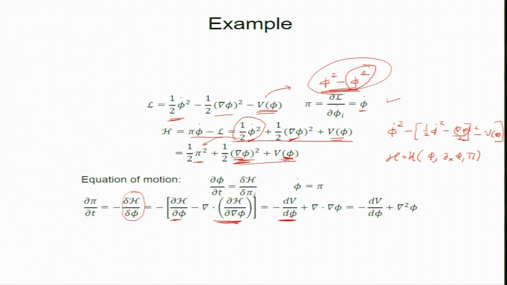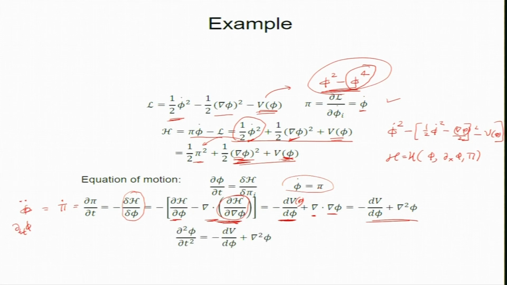So, V is only a function of phi, and this one gives us V prime, and this one is partial H by partial grad phi, which is just grad phi. So, I get this object. Okay. Now, this is pi dot. So, I can replace pi by phi dot. So, this becomes phi double dot, or d squared phi by dt squared. Okay. So, that will give me the equation of motion for the field.